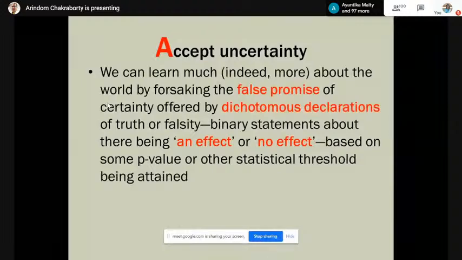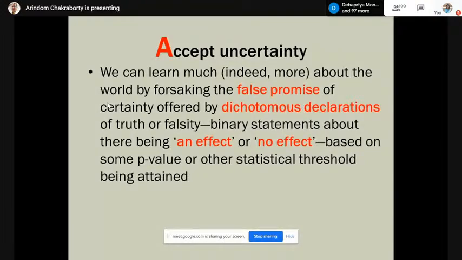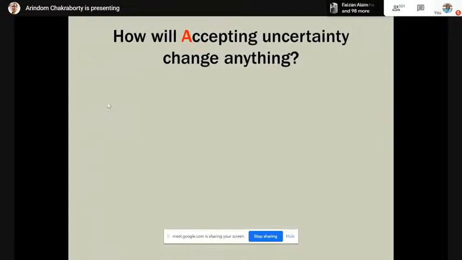About the world by forsaking the false promise of certainty, declaring truth or falsity in binary statements about there being an effect or no effect based on some p-value or other statistical threshold being attained. So when Fisher introduced the concept of p-value, it was considered a continuous measure. But nowadays, we have made it dichotomous. Whether p is less than 0.05, effect is present. If p is greater than 0.05, there is no effect. So it should not be like this. It should be a continuous thing. So you should be very careful about this dichotomous declaration, whether it's true or false.